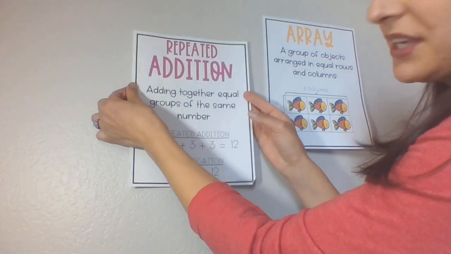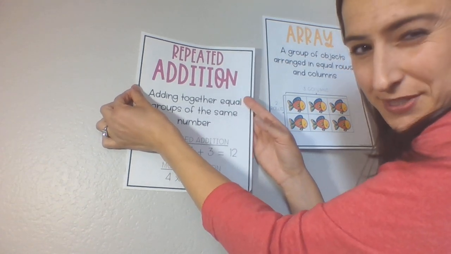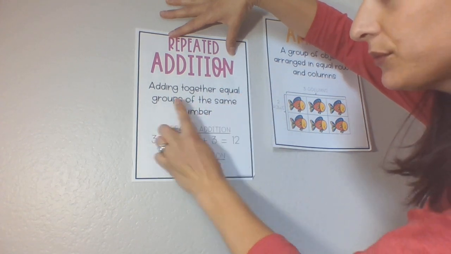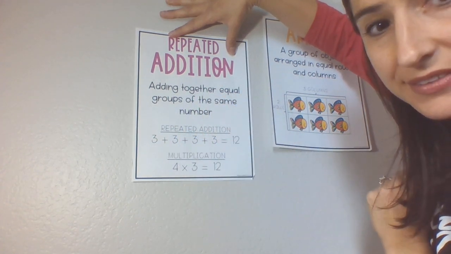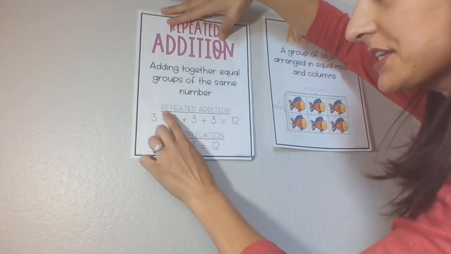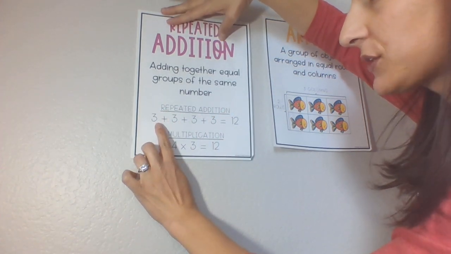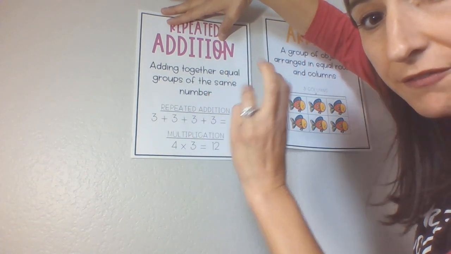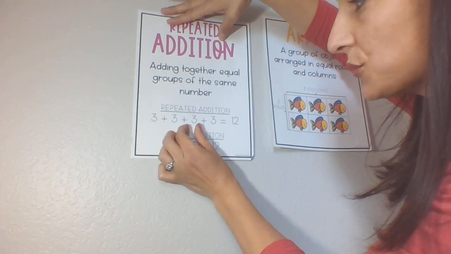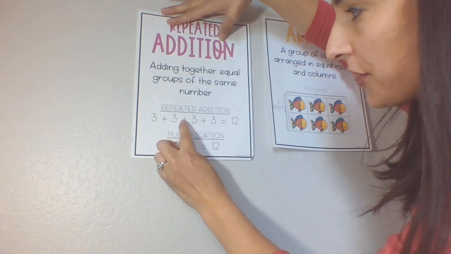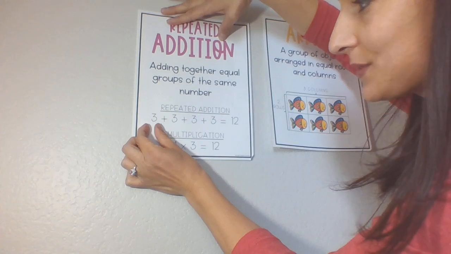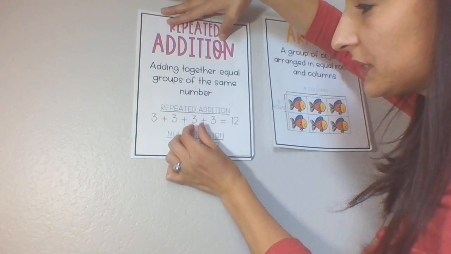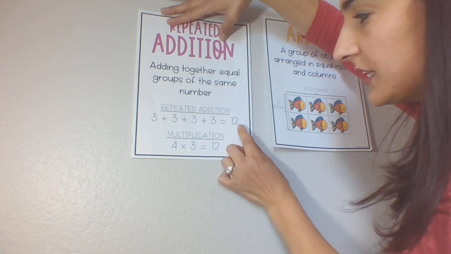We have repeated addition, like we just did with that skip counting. Repeated addition is adding together equal groups of the same number. Pretty cool. There's an example here for you. So there's 4 groups of 3. Say that with me. 4 groups of 3. I'm going to show you. 1, 2, 3, 4 groups of 3. Okay? So it's skip counting, right? Repeated addition. 3 plus 3 plus 3 plus 3 is 12.